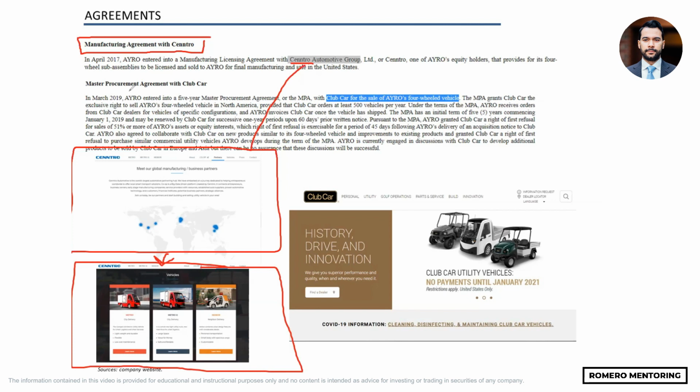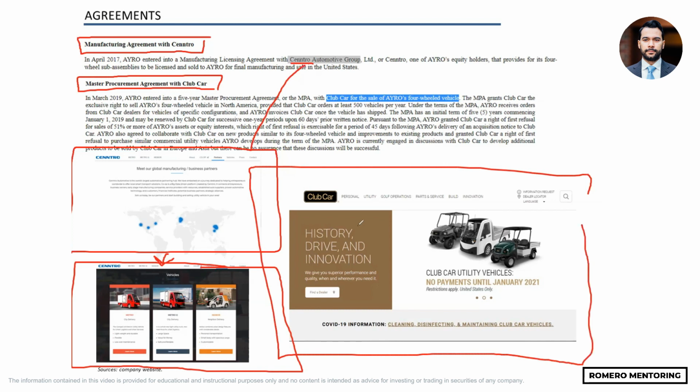Now, in terms of agreement to selling their vehicles, they actually have a master product agreement with Club Car. You go to the Club Car website, and you can see what Club Car is selling, but right in the middle image is Ayro's product. So now they're selling through Club Car. It's important to know who's the supplier, how they're selling their vehicles, and how they're going to distribute those vehicles. So this partnership agreement with Club Car needs to be effective. Club Car needs to execute on their part in order to help Ayro generate significant revenue.